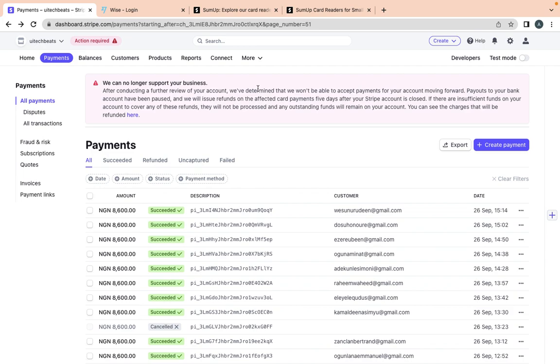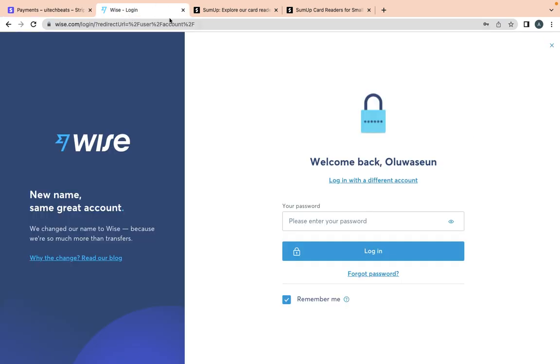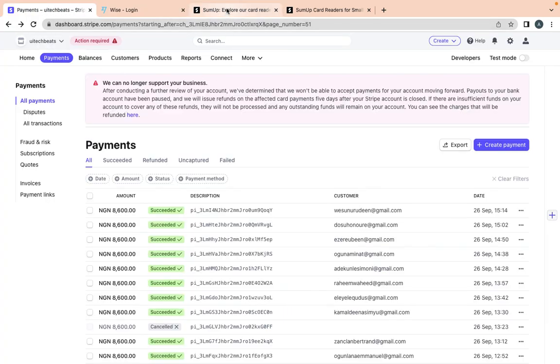Your website needs to have some things like your privacy policy, your shipping and returns. You need to have your number. You need to be able to verify your website. I'm going to be doing that as well. Then I'll show you how to get your foreign account. You can use Wise for this. Please don't use Payoneer, because Payoneer is not going to allow you to receive funds from your payment processors like Stripe or SumUp.